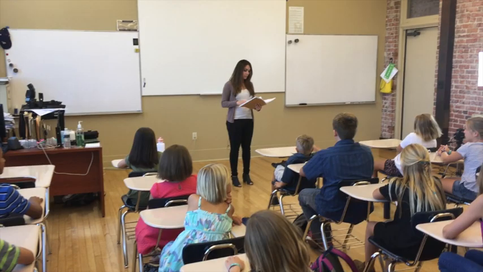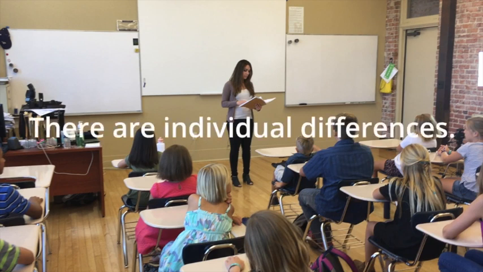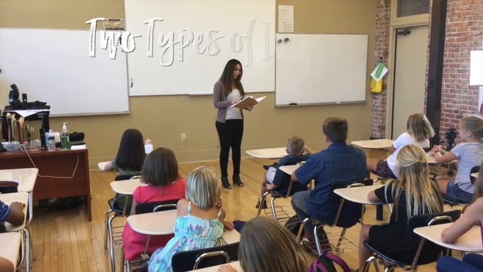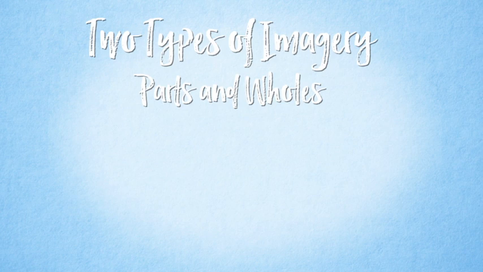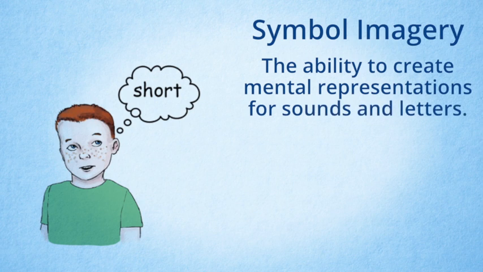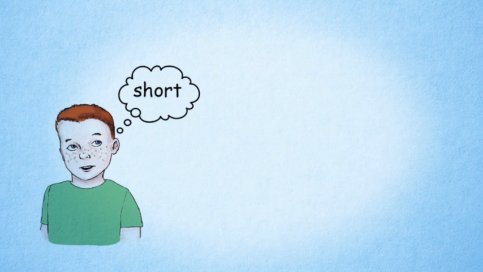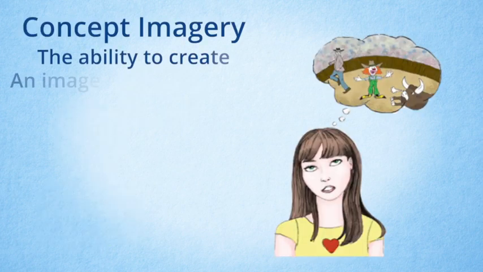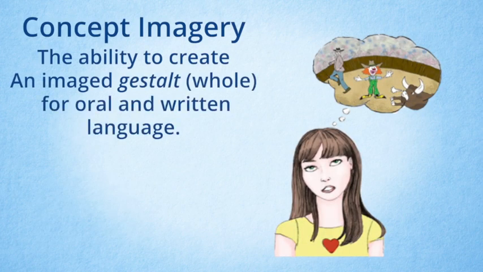It's often assumed that if a student can read, has adequate vocabulary, and is paying attention, that they can comprehend, but there are individual differences. Let's talk about two types of imagery: imagery for parts and imagery for wholes. Symbol imagery is the ability to create mental representations for sounds and letters within words. Concept imagery is the ability to create an image gestalt or whole for oral and written language.